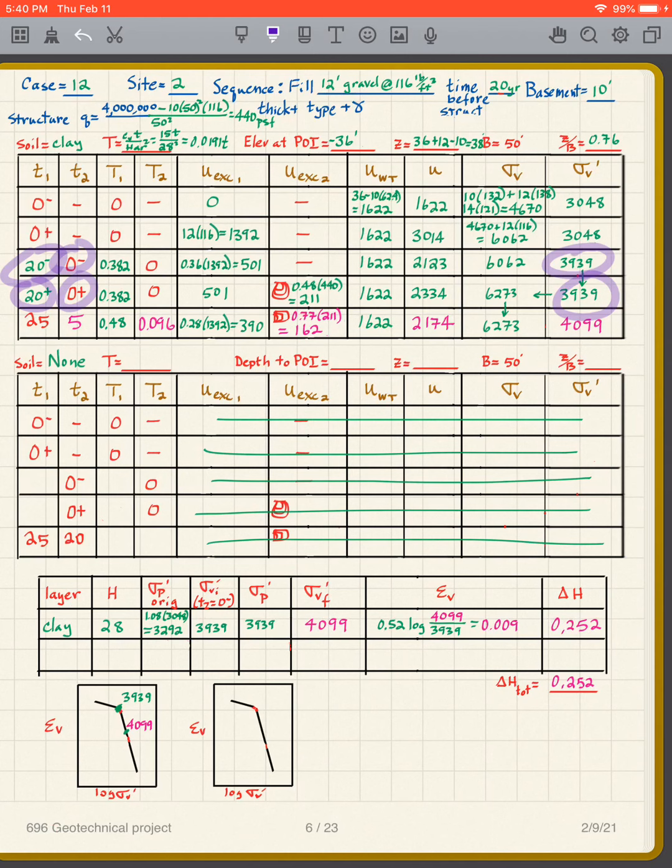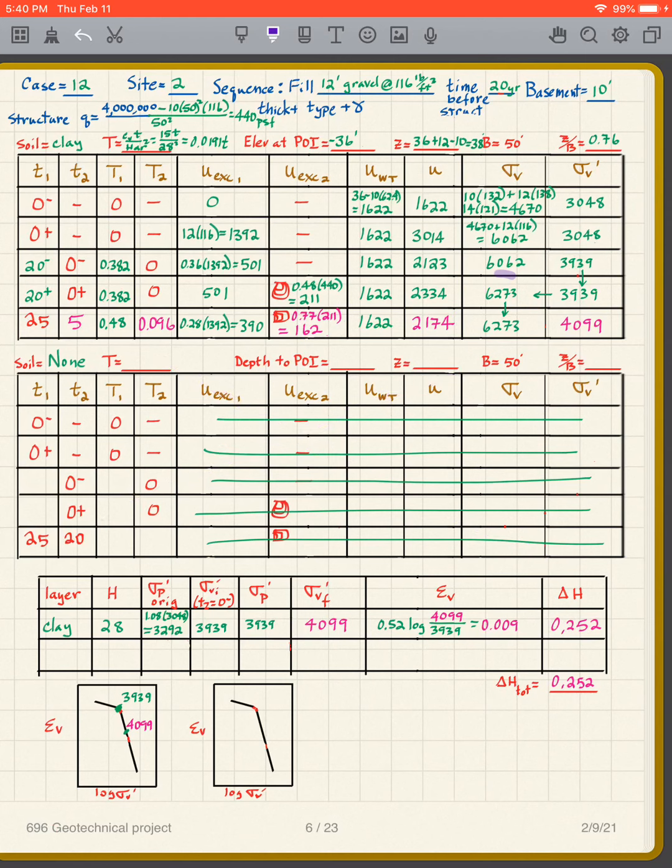And then at that stage, I have the 3939, I got the 2334, I add them together, I get my 6273. And then again, this picture is the same as that picture. In other words, 20 plus and 25 are the same, so those sigma V's are going to be the same. Same picture, same sigma V. And so I have this minus that, gives me the 4099.